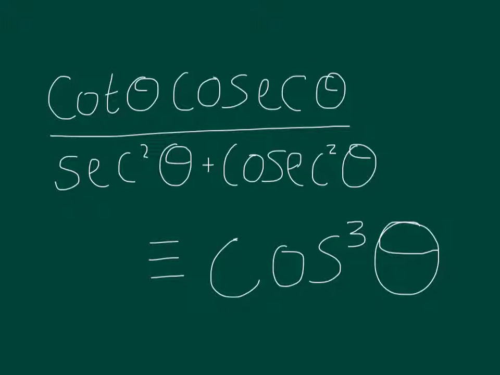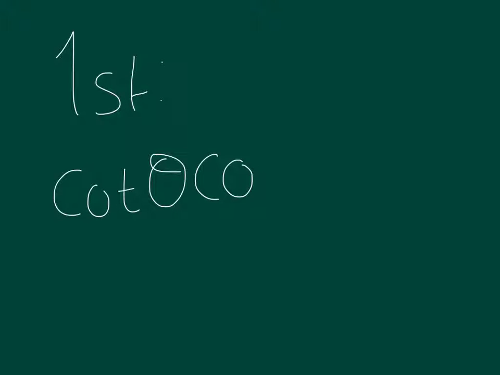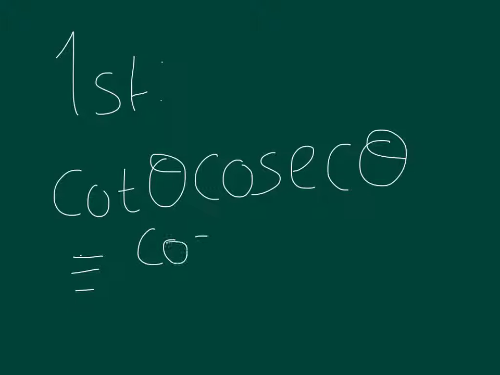A big part of trigonometry in C3 is proving that different equations are equal. This involves indices, cast diagrams, and lots of knowledge of identities. For example, prove that cot theta cosec theta over sec squared theta plus cosec squared theta is equivalent to cos cubed theta. So we'll take the numerator, cot theta cosec theta, and show that it's equal to cos theta over sine theta times 1 over sine theta.